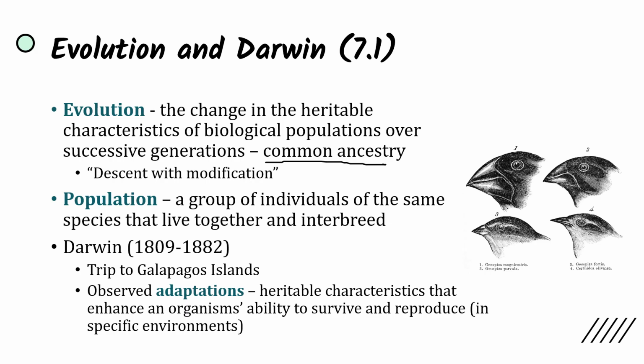of natural selection. So Darwin took a trip to the Galapagos Islands, and there on each island he saw finches that had different beak sizes. And he observed these adaptations, these heritable characteristics that enhance an organism's ability to survive and reproduce. So these inherited traits allow this organism to better survive and better pass on its genes within a specific environment. And he noticed that for each of these islands, the finches had beaks that allowed them to gain the resources that they needed to survive and reproduce, depending on the food and resources available on each island. And from this, he came up with the theory of natural selection.